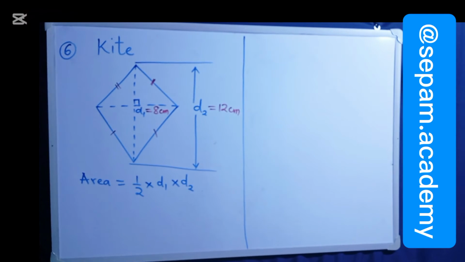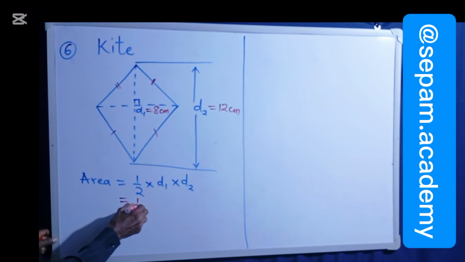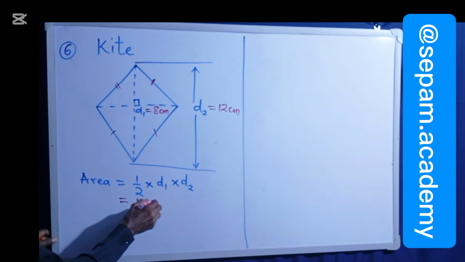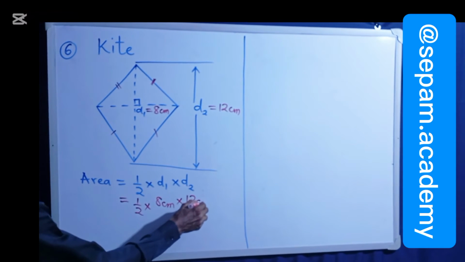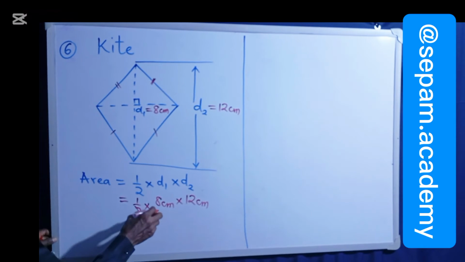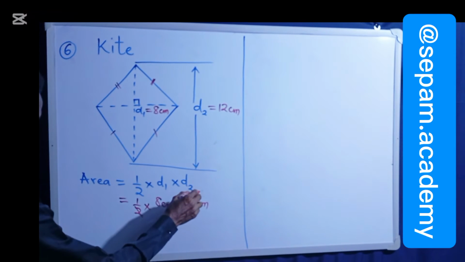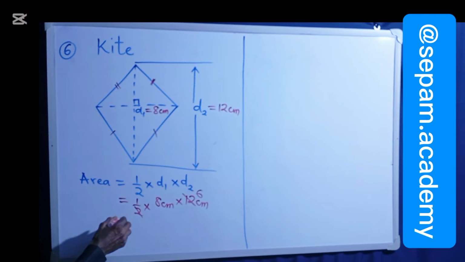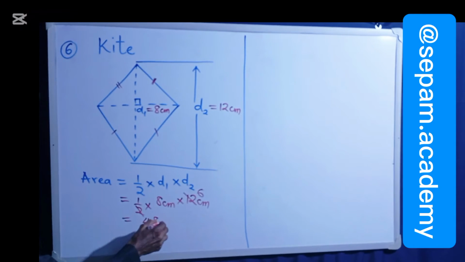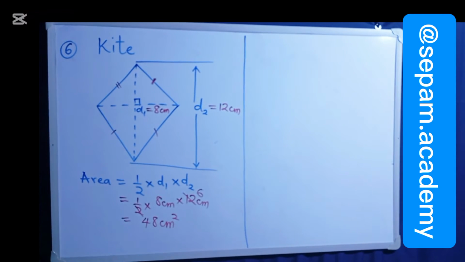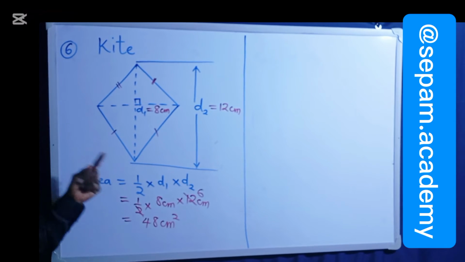So what is the area of the kite? Let's insert our values. You have half multiplied by 8 cm multiplied by 12 cm. So 2 goes into 12 to give us 6. That will give us 6 times 8, which is 48 cm squared. So this is how you calculate the area of a kite. Let's go to the next shape.